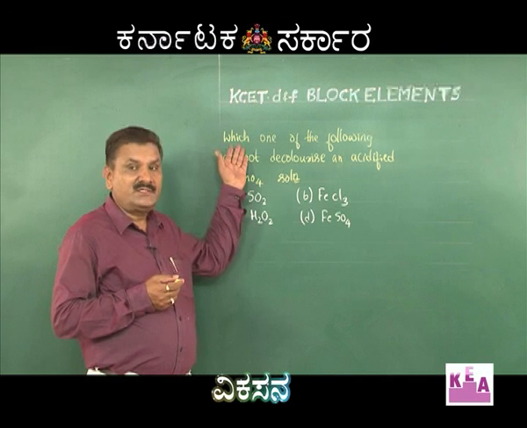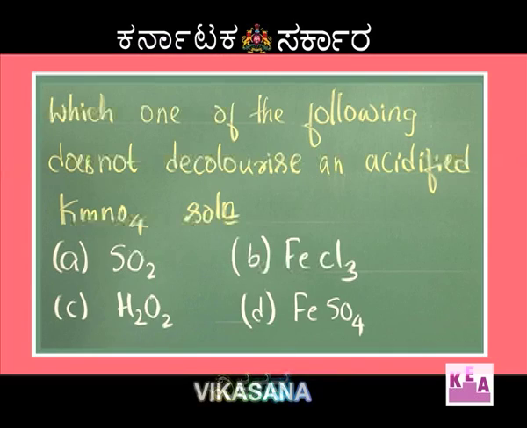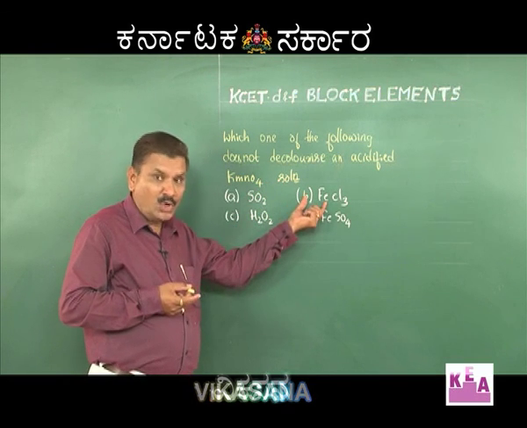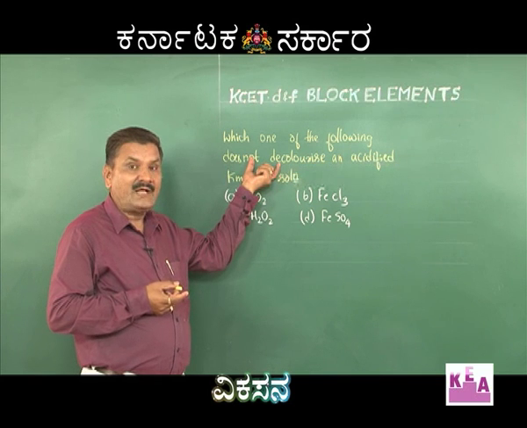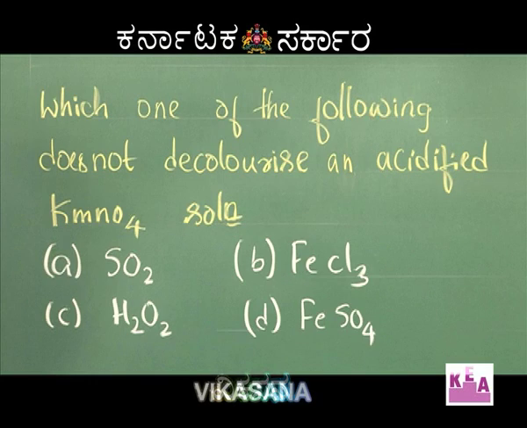We will move to another question which is related to oxidizing property again. Which one of the following does not decolorize an acidified potassium permanganate solution? Options are sulfur dioxide, ferric chloride, hydrogen peroxide and ferrous sulfate. Look at the question. Which one does not decolorize an acidified potassium permanganate solution? I will put this question in other way. On which of these 4 potassium permanganate cannot act as an oxidizing agent? That is the meaning.